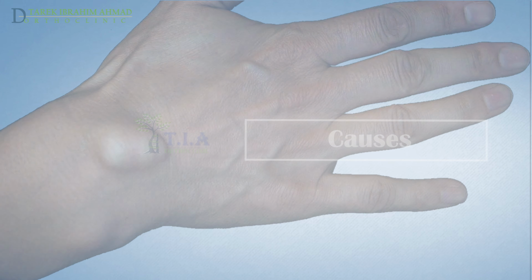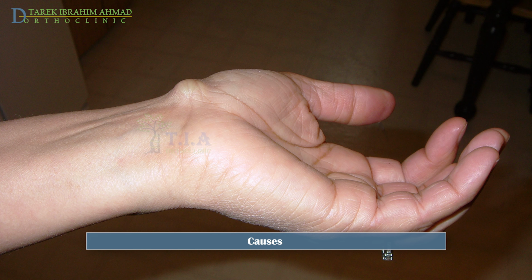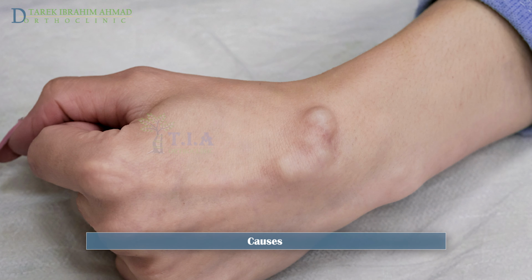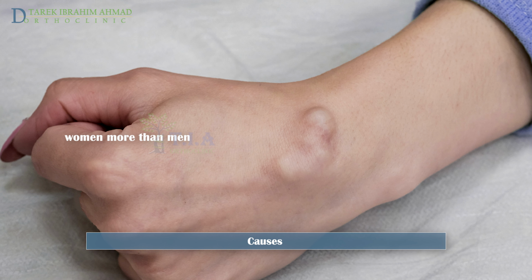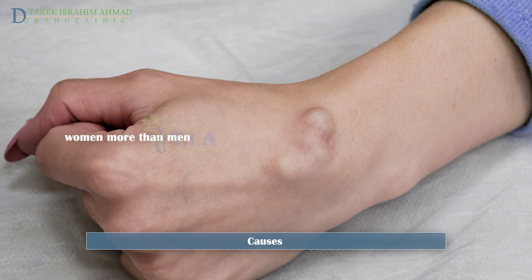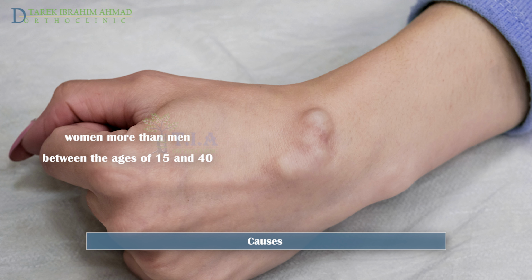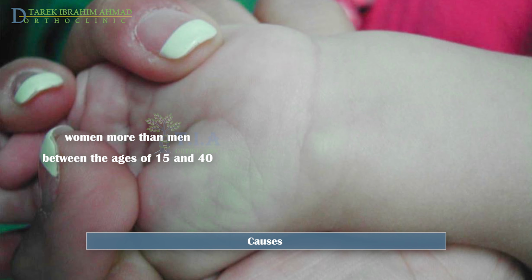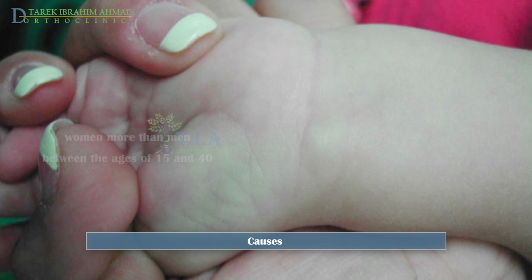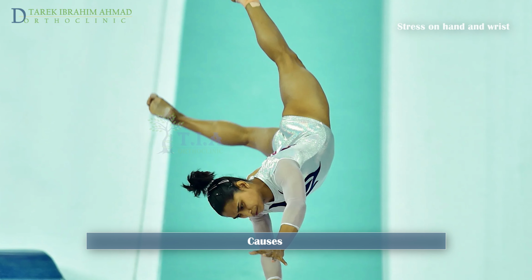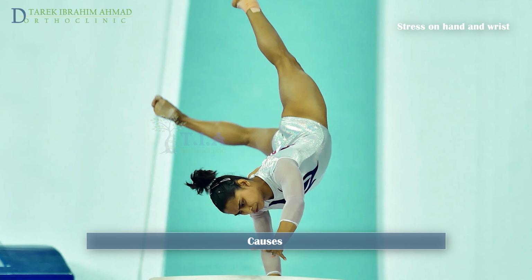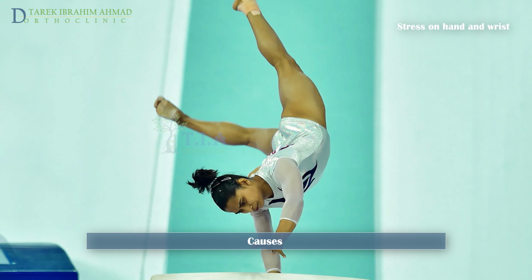Causes. No one knows exactly what causes a ganglion cyst to develop. Women are more likely to be affected than men. Although they are typically seen in people between the ages of 15 and 40, they can be seen in very young children as well. These types of cysts also tend to develop more frequently in people who repeatedly stress their wrists, such as gymnasts.